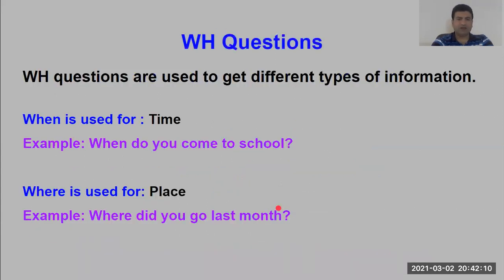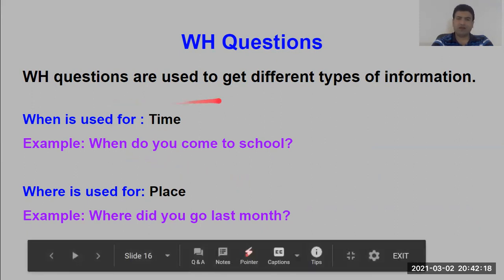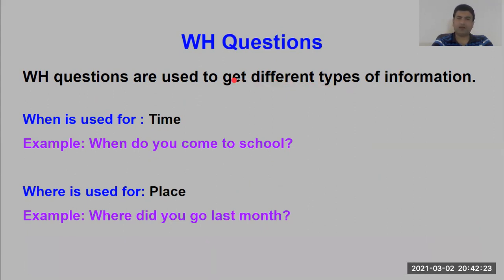So these are the structures of WH questions, and now we are going to discuss why they are used. WH questions are used to get different types of information. So let's look at them. The first one is when, and when is used for time. Let's look at its example: when do you come to school? In the morning, 9 o'clock. So they are asking for time, and the answer is time.